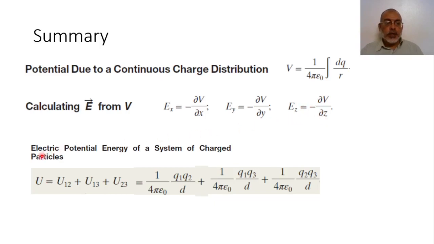And we finally said that the electric potential energy of a system of charged particles, or the stored potential energy in a system of charged particles, equals the summation of the potential energy between each pair of this charged system. So assuming that we are talking about 3 particles, the total stored energy is U12 plus U13 plus U23, which can be represented as 1 over 4 pi epsilon naught Q1 Q2 over D plus 1 over 4 pi epsilon naught Q1 Q3 over D plus 1 over 4 pi epsilon naught Q2 Q3 over D.